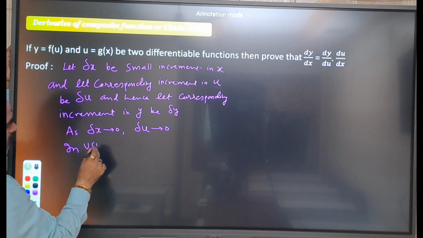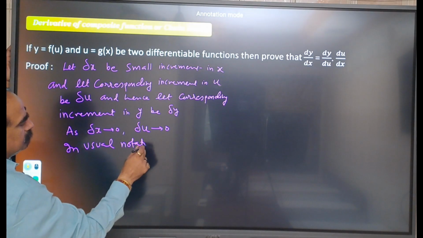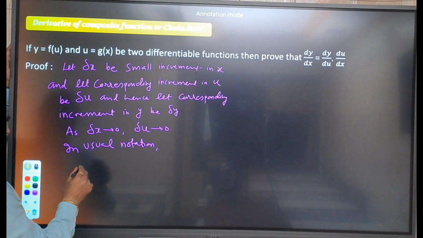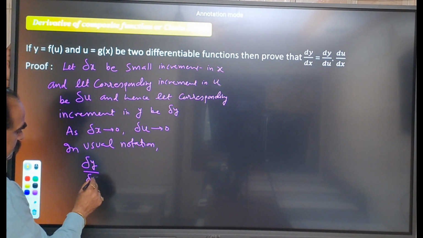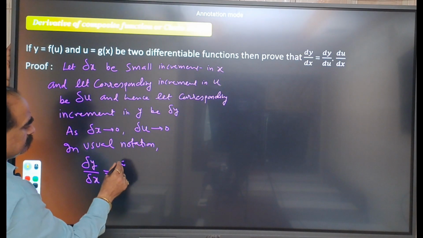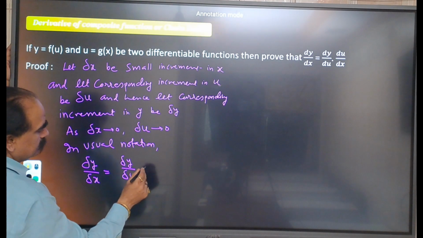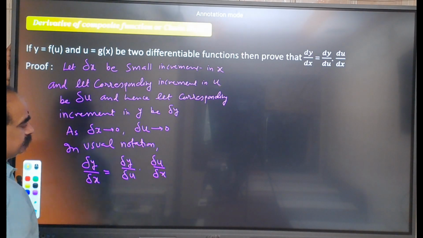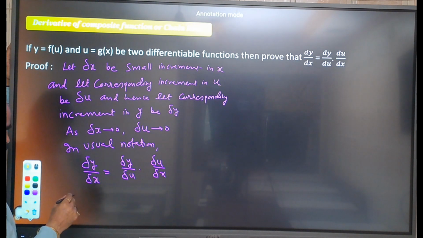In usual notation, means as usual, delta y by delta x is what? Delta y by delta u into delta u by delta x. Delta u cancel, you get delta y by delta x.